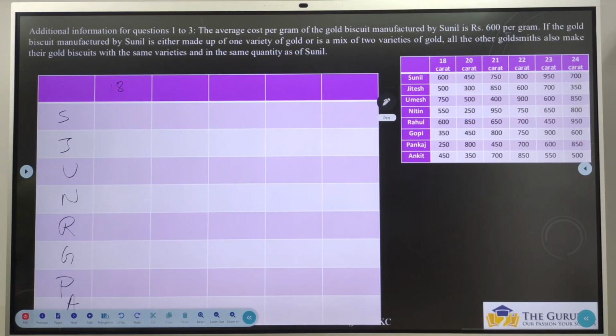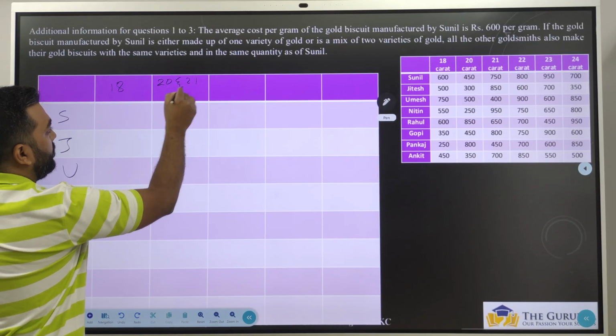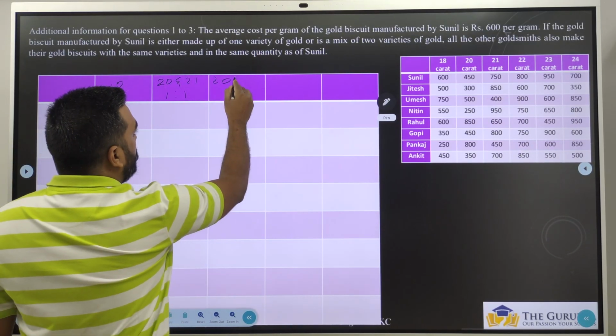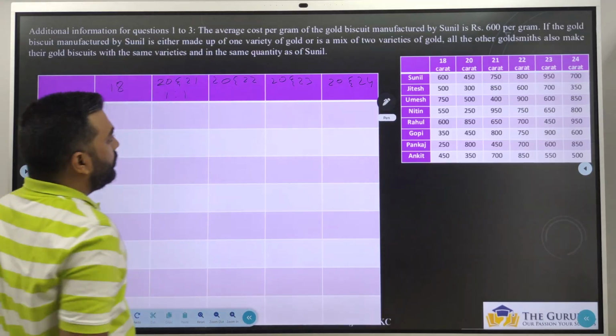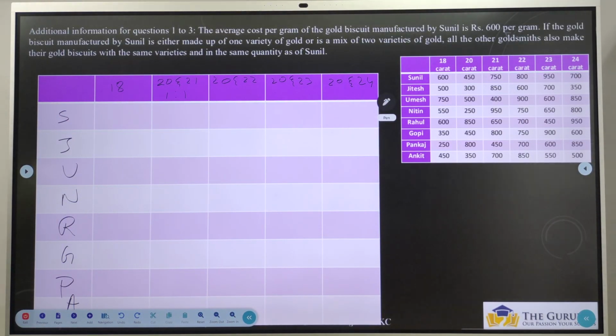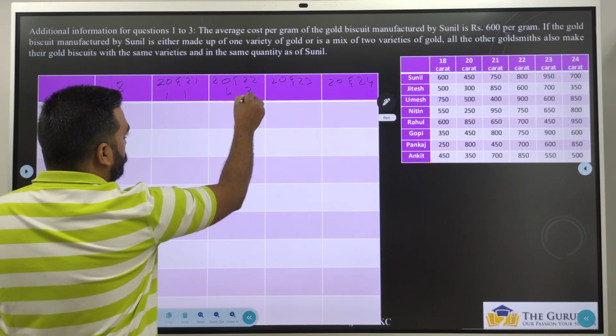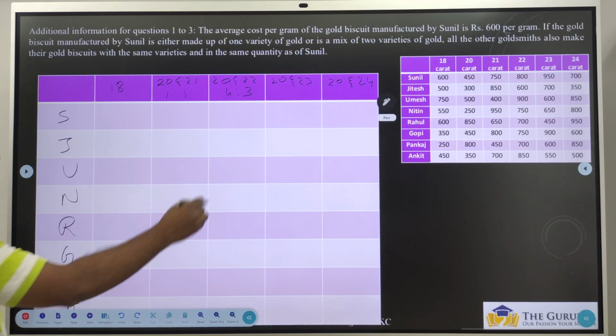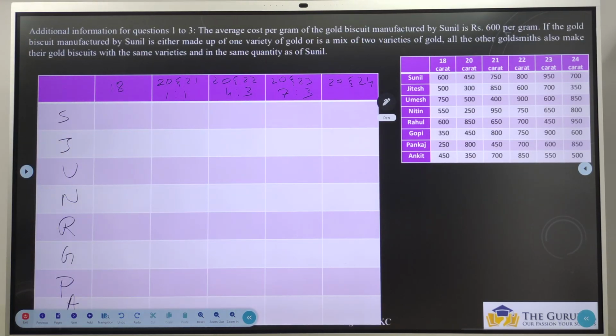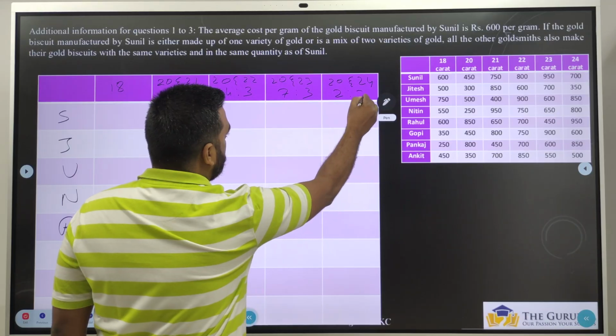Now I have first one, which is 18 carat. And the second column is not 20 carat. It should be the combination of 20 and 21 in the ratio 1:1. So 20 and 21 are mixed in the ratio 1:1. 20 and 22, 20 and 23, 20 and 24. 20 and 22 are mixed in the ratio 4:3. Very good. That is what we got for Sunil. And 20 and 23 are mixed in the ratio 7:3. And 20 and 24, the last two, are mixed in the ratio 2:3 for Sunil. Very good. This is 2:3.